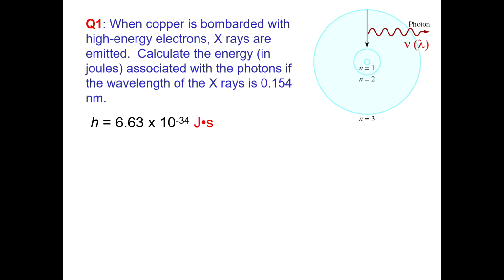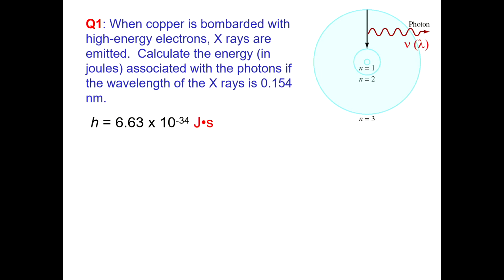Now a question. When copper is bombarded with high energy electrons, it gets energy, so X-rays are emitted. Calculate the energy in joules associated with the photons if the wavelength of the X-ray is 0.154 nanometer.